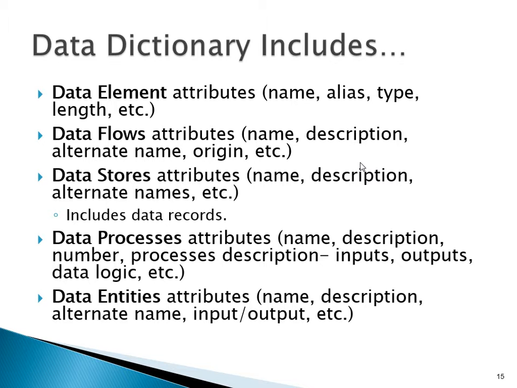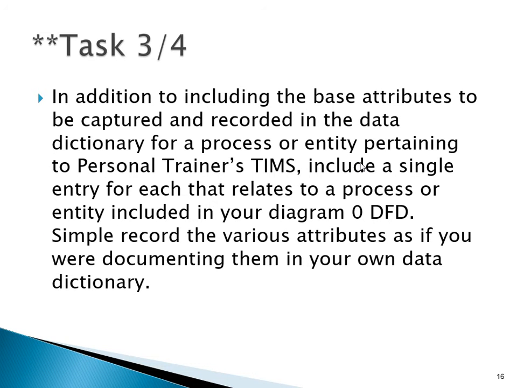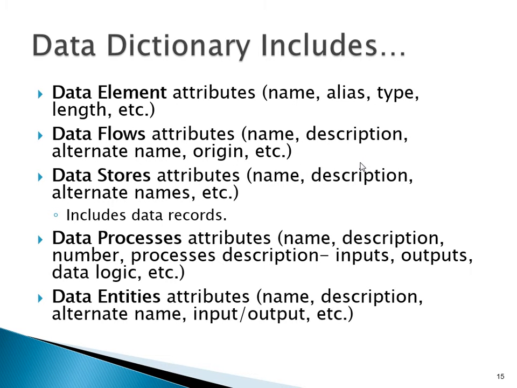So when you're asked in task 3 and 4 to include what attributes you think might be included for these particular things, these are the kinds of things you might mention. For data flows: their name, a description, any alternate name that you're using, origin, meaning where they came from. Data stores: again, name, description. Processes: process description, including inputs, outputs, and any logic. We understand what we mean when we say the word logic? Okay, good.